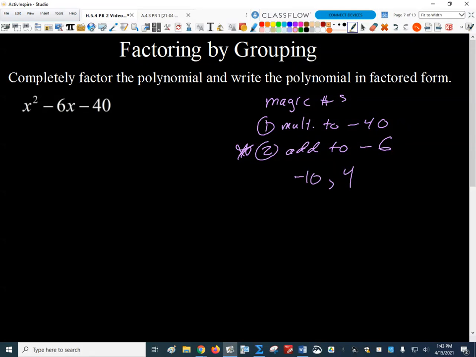Yeah, good. The -6 has to be split because that's the one that we know adds to my 2 magic numbers, right? So we end up with x squared, and then this is going to split into -10x plus 4x, right? I'm just splitting the -6, so the x goes with it. It gets distributed. -40, right? Okay, well now we can factor that thing by grouping.